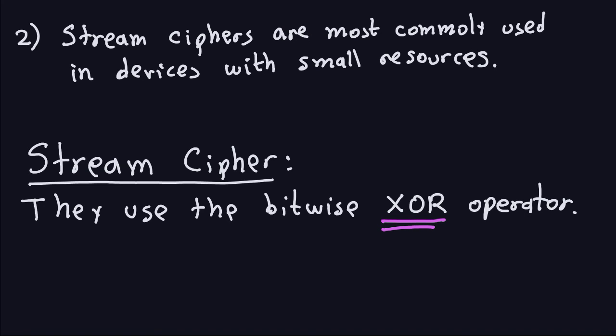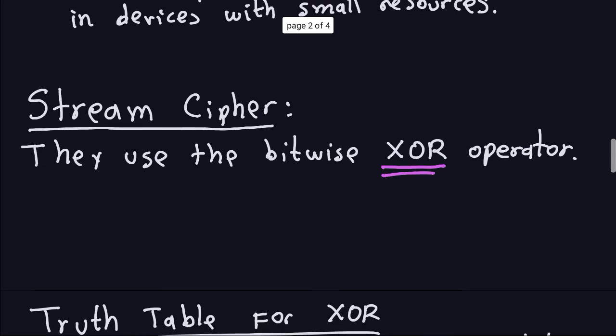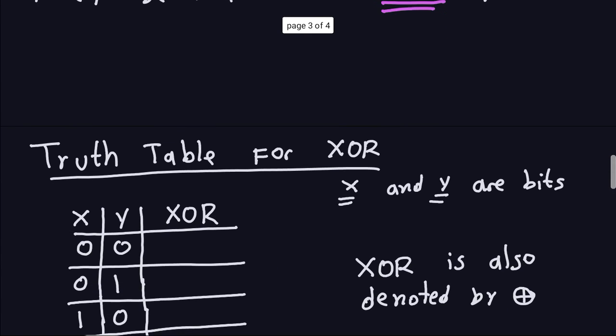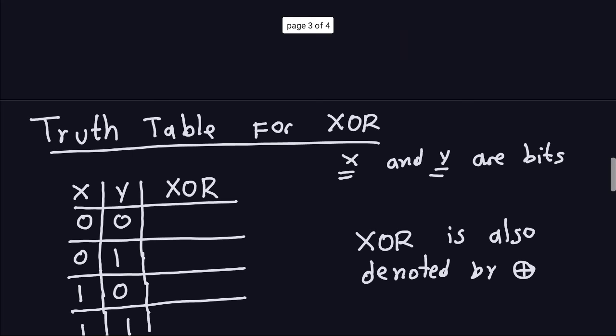One of the processes that is very simple is the bitwise XOR, or exclusive OR, operator, which is a bitwise operator. So they're going to use this operation, the bitwise exclusive OR. Let's remember what the table of the exclusive OR is before we move on into how this stream cipher is going to work.